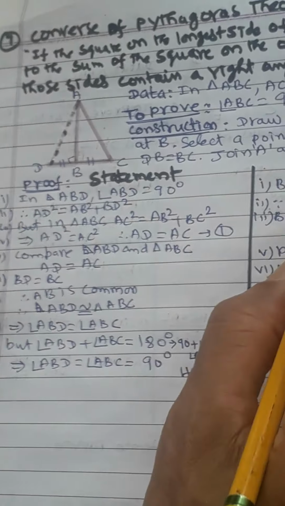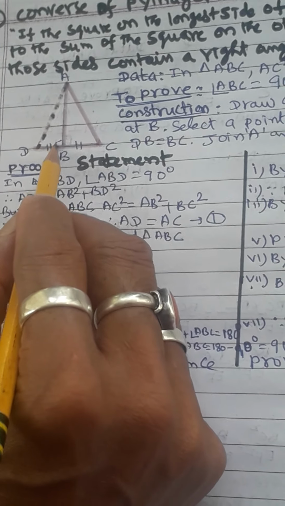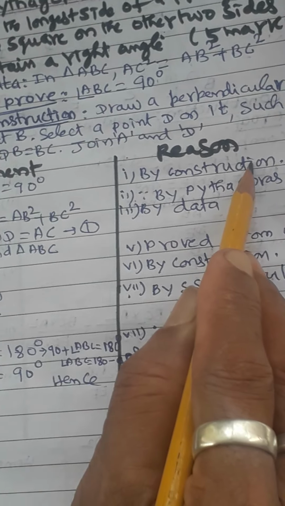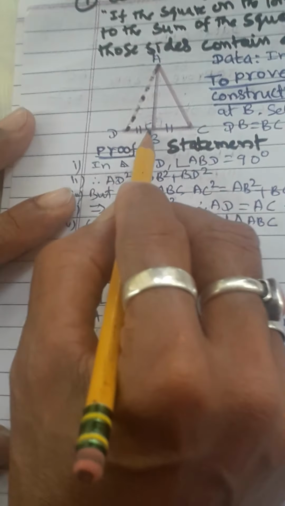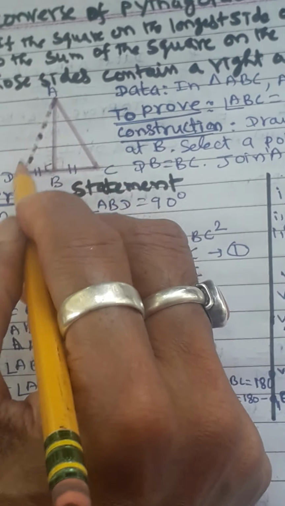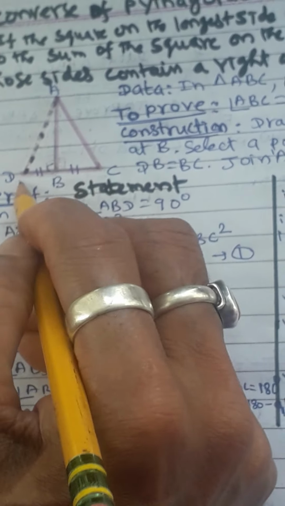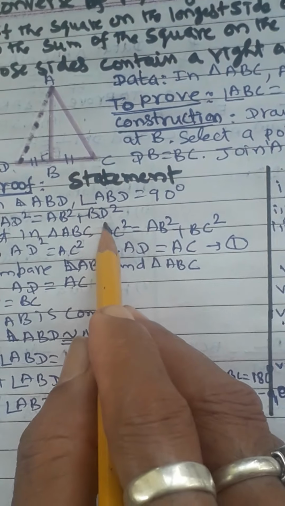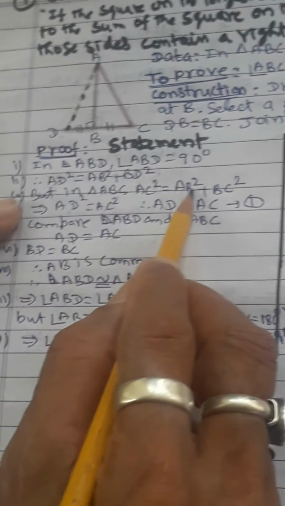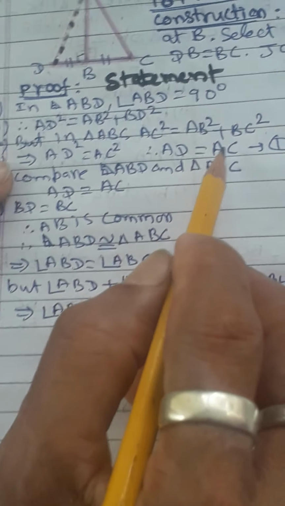So what you have to do, write statement and reason also. We already know that angle ABD after construction is 90 degrees, by construction. Once that is 90 degrees, according to Pythagoras theorem, AD square, because the side opposite 90 degrees is the hypotenuse, AD square equal to the sum of the squares of the other two sides, that is AD square equal to BD square plus AB square. That is what we have written according to Pythagoras theorem. Then according to the data, they already gave AC square is equal to AB square plus BC square.